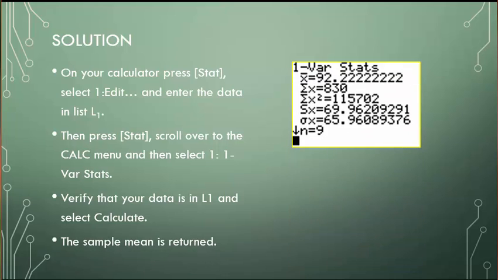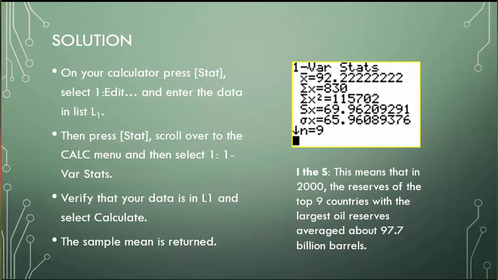And we get the sample mean. So we can interpret that by saying that in 2000, the reserves of the top 9 countries with the largest oil reserves averaged about 97.7 million barrels. I guess that's 92.2 billion barrels. So there we have that.